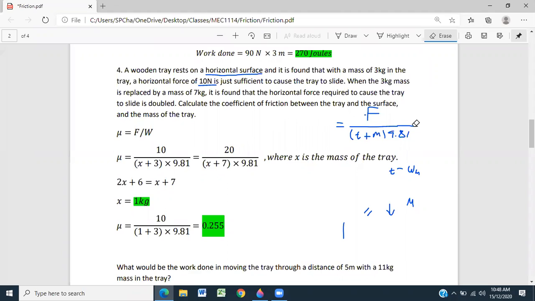So, putting this in terms of the question, when the mass is 3 kg, the mass of the mass plus mass of the tray times 9.81, right? Which is this, we break that down sufficiently. The horizontal force is 10 newtons. A horizontal force of 10 newtons is just sufficient to cause the tray to slide. When the 3 kg mass is replaced by a 7 kg mass, the horizontal force required to cause the tray to slide is double. So here, double. Yep, 2 by 10, double.